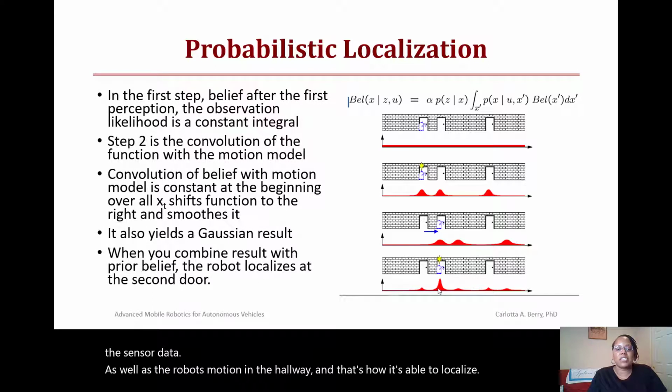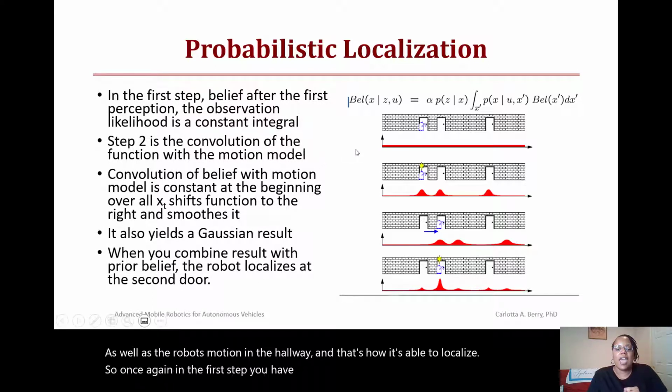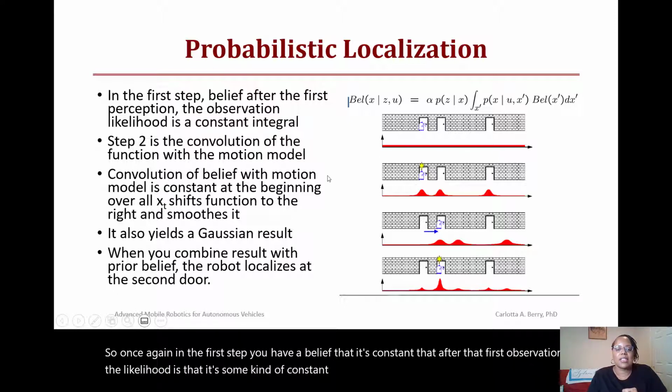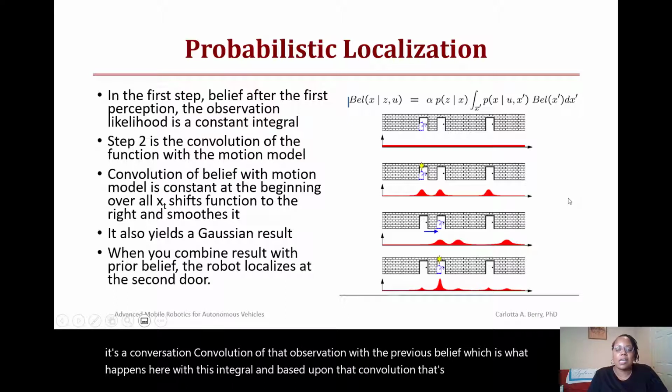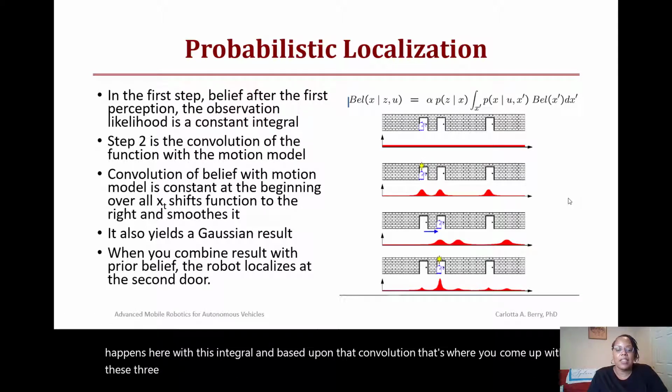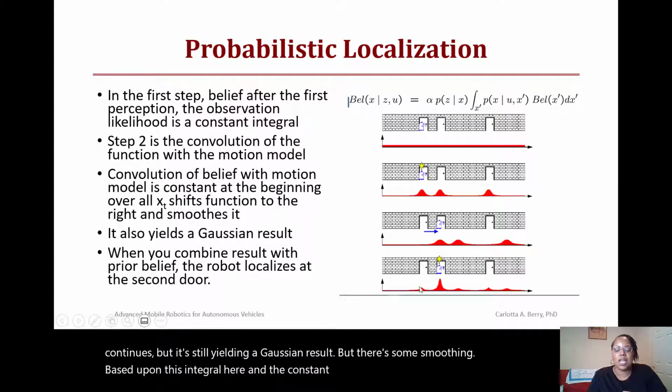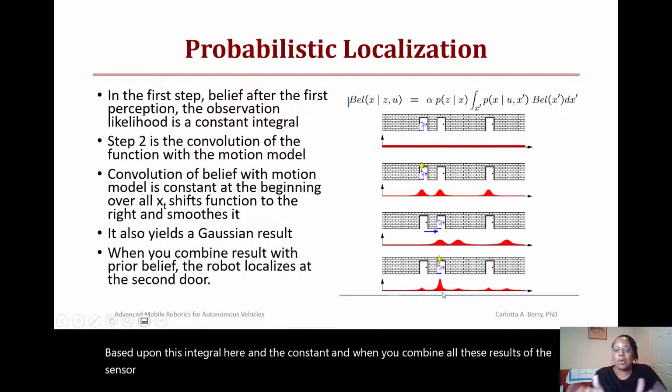So once again, in the first step, you have a belief that it's constant; after that first observation, the likelihood is some kind of constant integral. But when it goes to the next step, it's a convolution of that observation with the previous belief, which is what happens here with this integral. Based upon that convolution, you come up with these three Gaussian posterior beliefs of where it could be. Then as it moves, it's still yielding a Gaussian result, but there's some smoothing based upon this integral and the constant. When you combine the sensor data, the previous belief, and the robot's motion model, you're able to get the robot to localize at the second door.